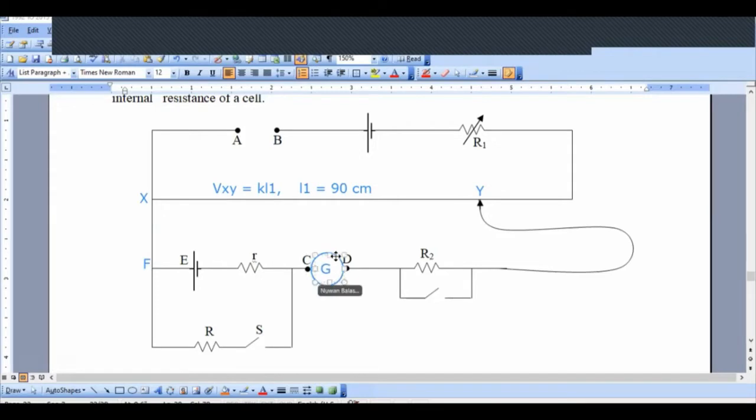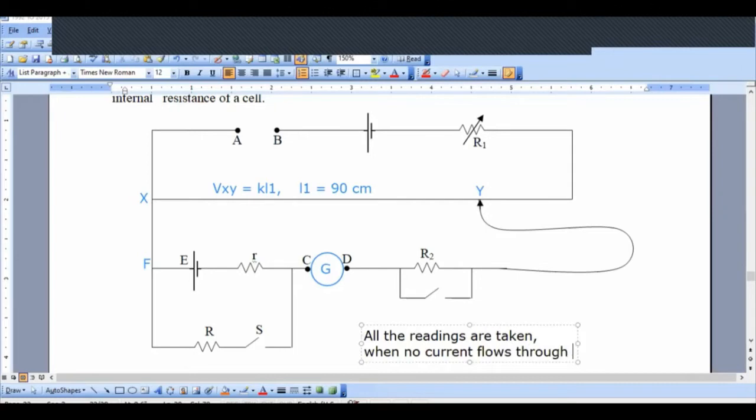Right. So we take all the readings when no current flows through the XF and CY branches. What's the point here? All the readings are taken when no current flows through the XF branch and the CY branch.